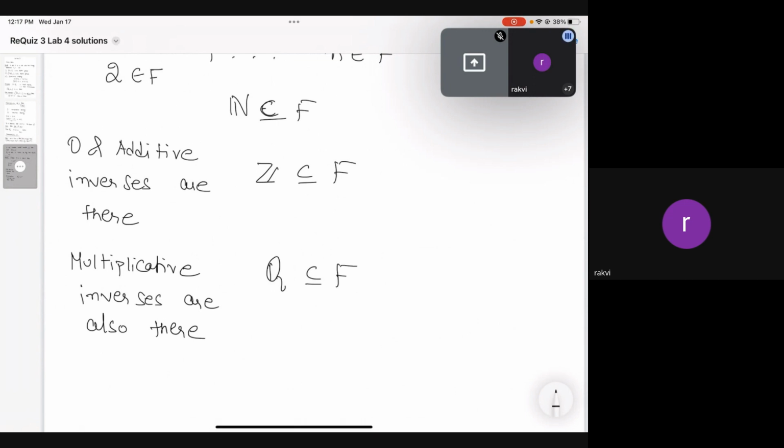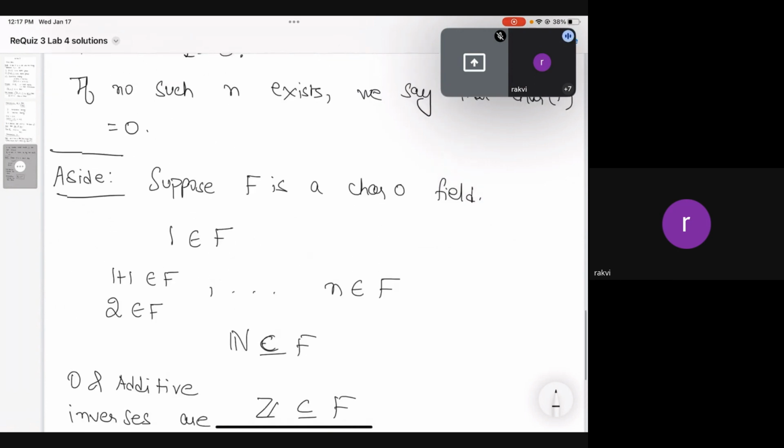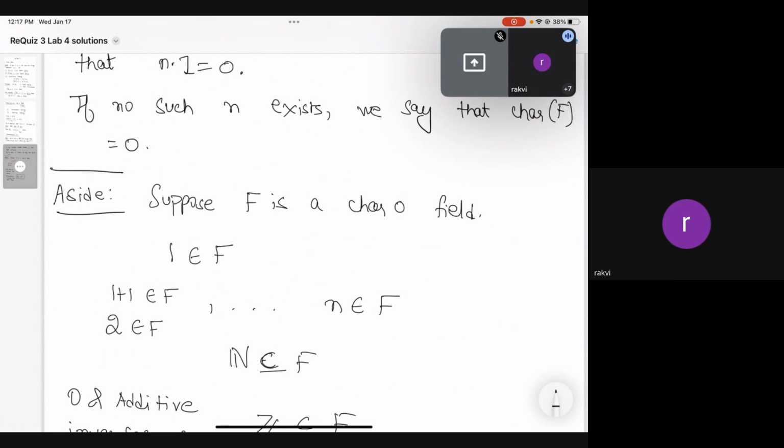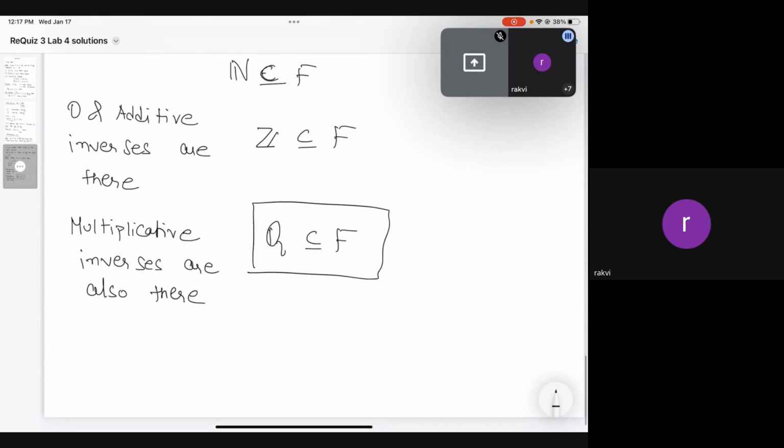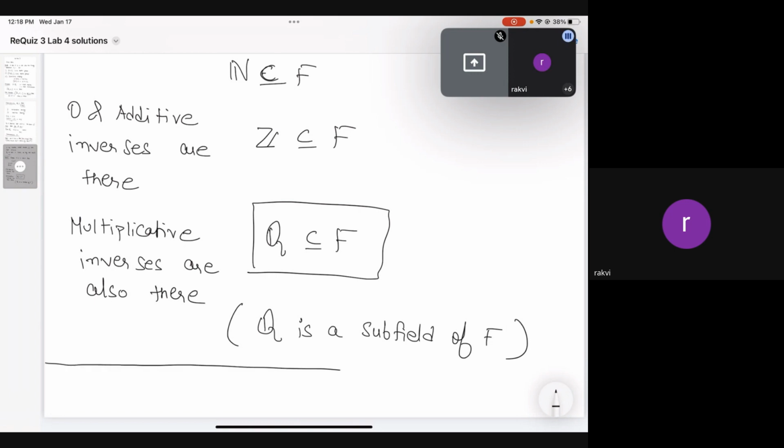And this is a very important observation. Not that we will use characteristic zero fields much, but this is just an aside. If I have any characteristic zero field, a copy of Q always sits inside it. Another way of saying this is that Q is a subfield of F. By subfield, I just mean that it's a subset which is a field in its own right, and they share the common identities. So any characteristic zero field is basically an extension of Q. Another phrase to say this is that F is a field extension of Q.